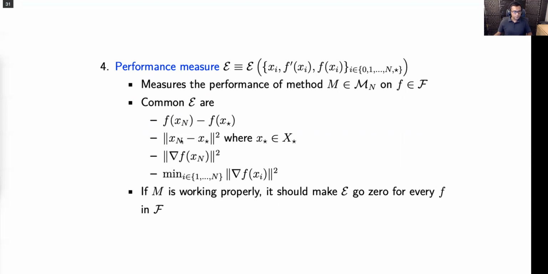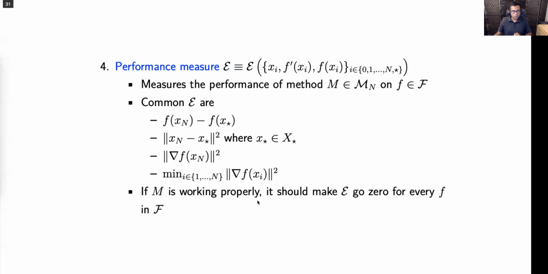Okay, another performance measure could be how far we are from the optimal solution set. This is encoded by xn minus x star squared. Another performance measure could be, because this is a first order method, we are essentially trying to reach a stationary point where the gradient is 0. So one performance measure could be how the gradient norm squared of the last iterate is going to 0 as n is going up. Another performance measure could be the minimum of all the previous gradient norm squared that I have seen in my n iterations and so on.